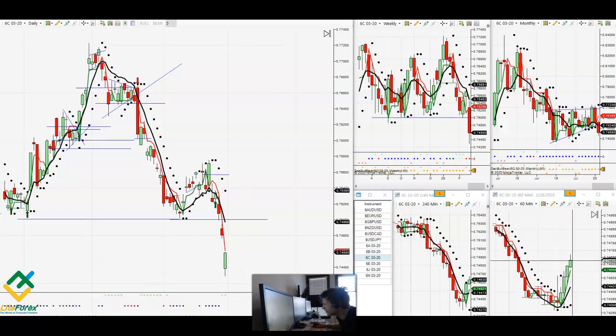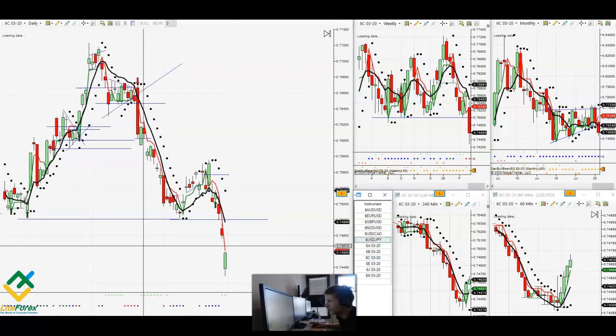Now on the 60, it looks like it could come back before it rebounds. So let's just say this opens, pulls back a little bit, and then continues this uptrend, filling in this gap. So I'm looking for the USD CAD to pull back.